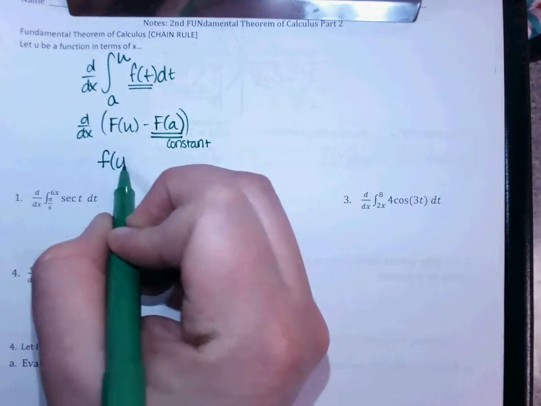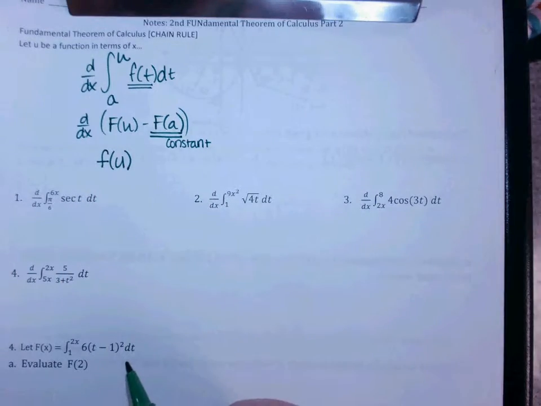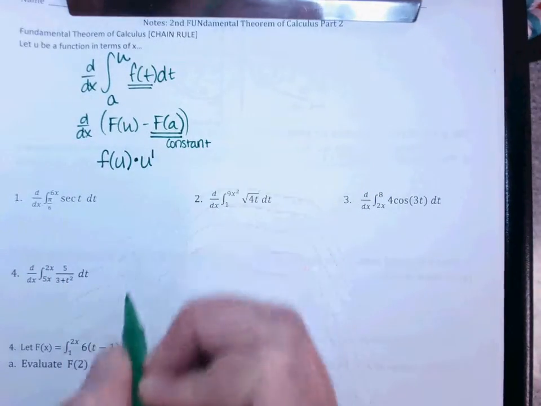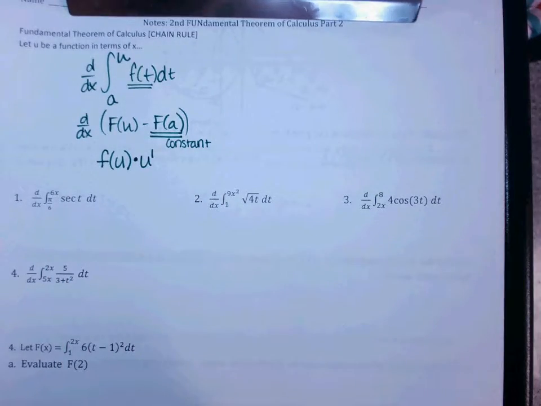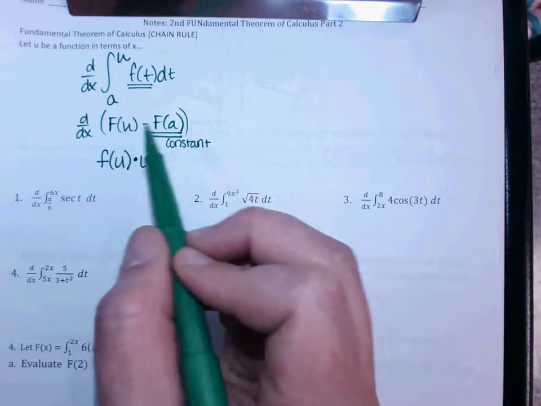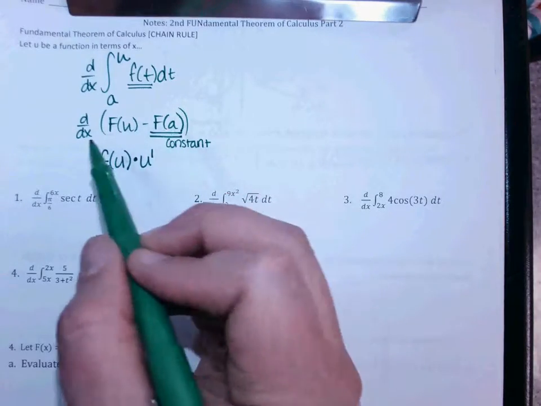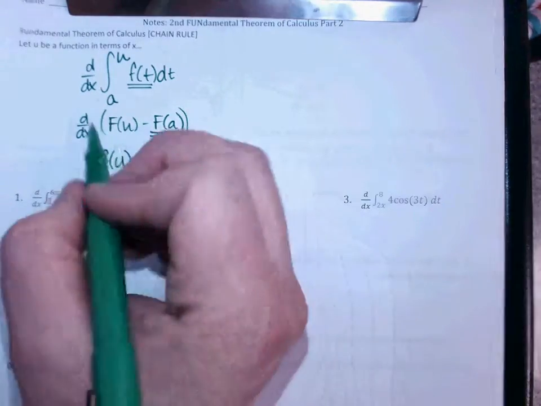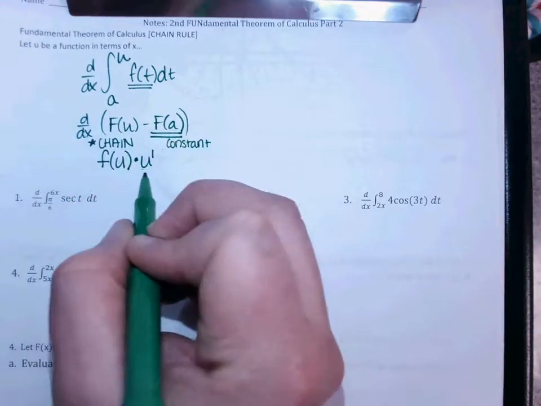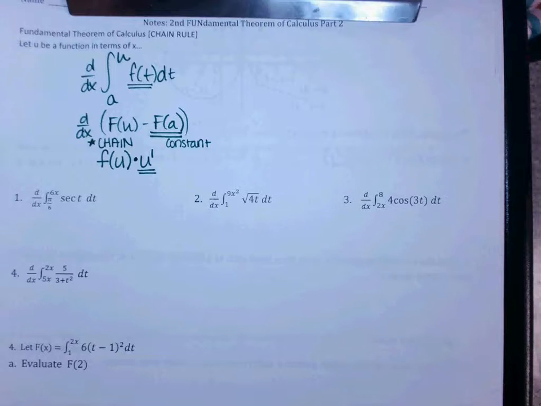Regular f of u. But then for chain rule, what do you have to multiply by? The derivative of u, which would be u prime. Okay? So you take your antiderivative, get capital F, plug in your endpoints. This is a constant, so when I take the derivative, it goes away. But then right here, this is where you need that chain rule step. Okay? And you'll multiply by u prime.